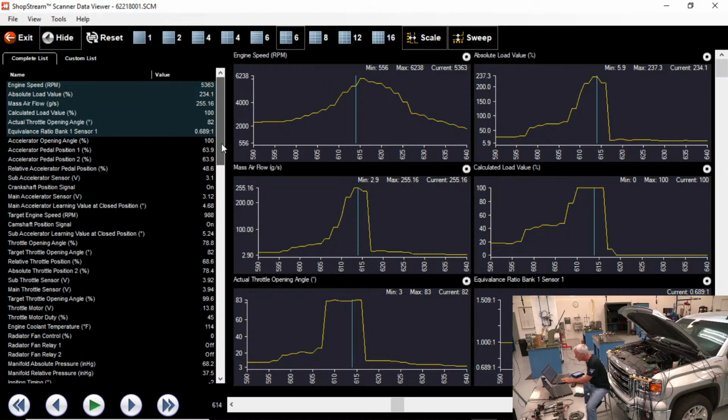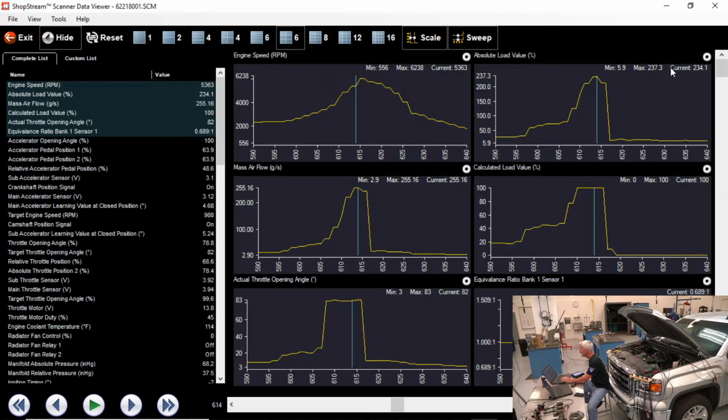Raw accelerator equivalence calculated. Oh, it's up there. Absolute load value. Look at that. It says up there in the upper right, 234. So they did their calculation, and they're saying there's 200. It's pushing 2.34 times the amount of displacement in.